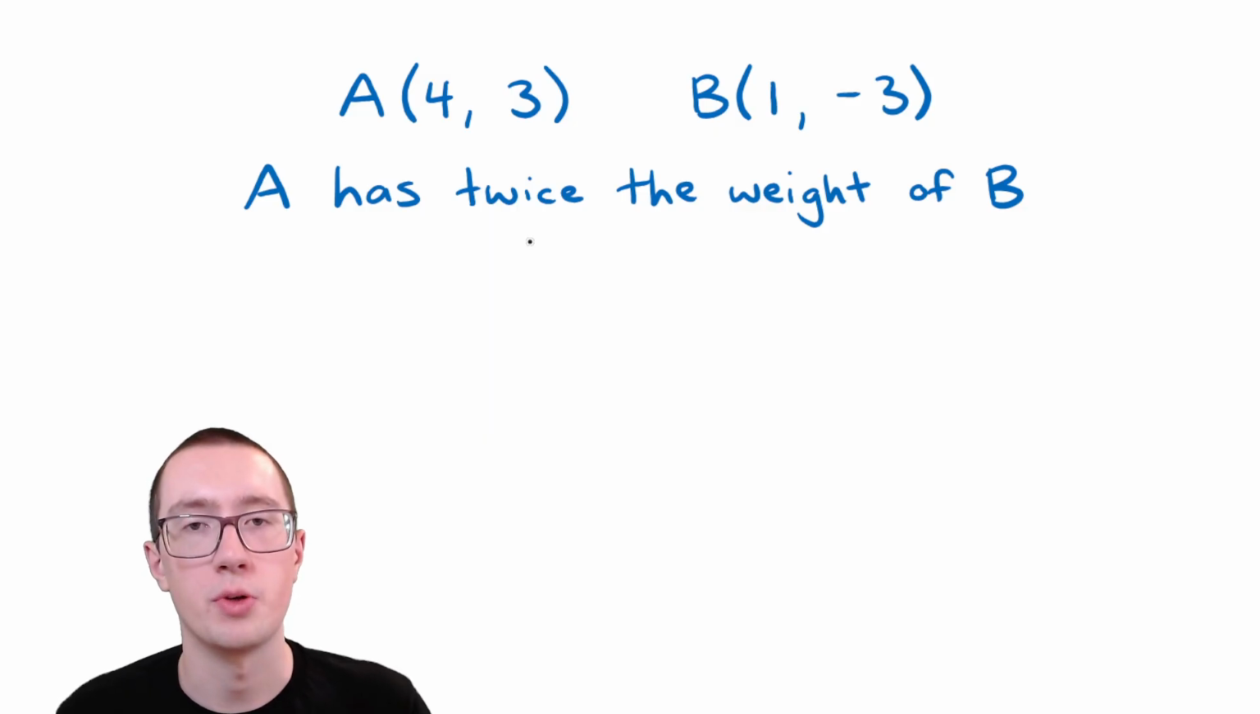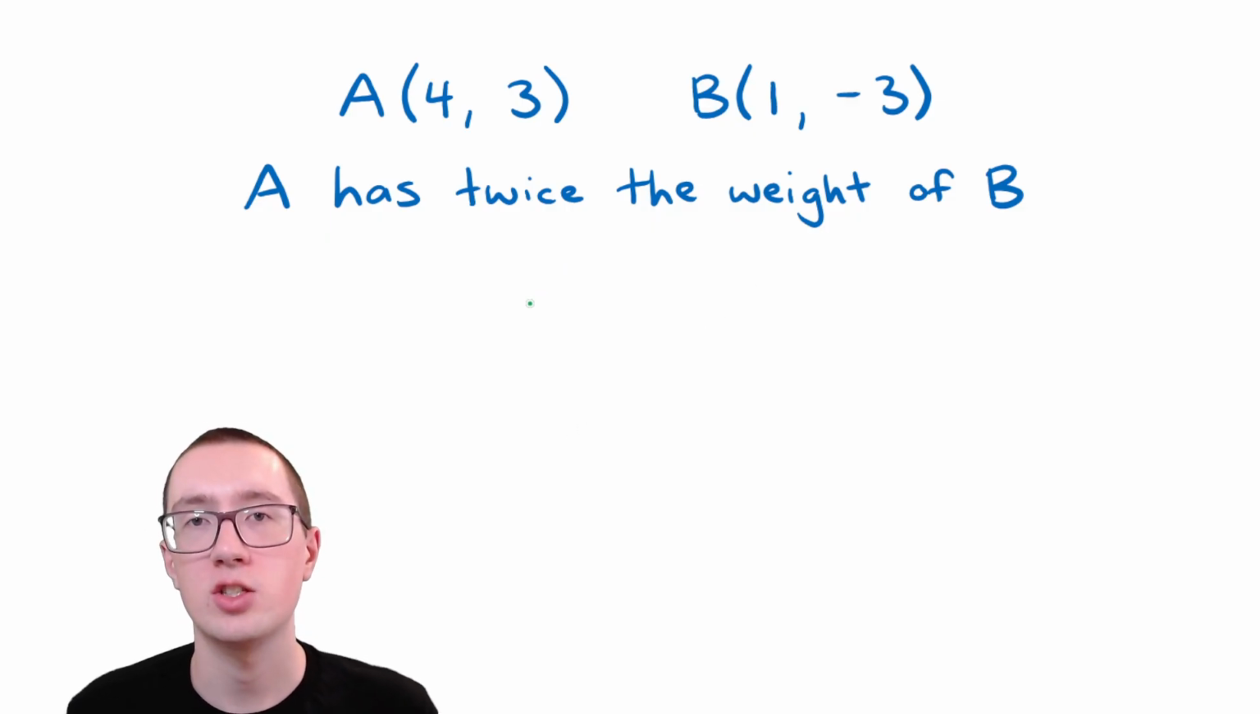How do we figure out the coordinates of a point using weighted averages? So here's the example that we'll be doing in this video. Here we have 2 points. We have point A and point B. And A has twice the weight of B, and we need to figure out the weighted average point, which is like the point in the middle.